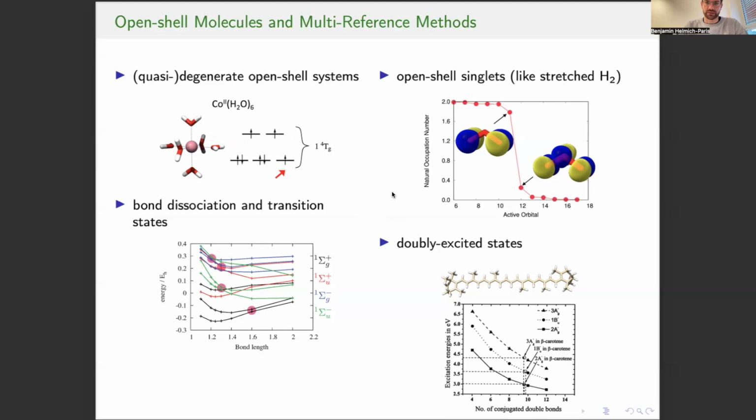Also, there are other cases like the ozone molecule where you have an open shell singlet, or as you have learned, if you want to describe bond elongation, dissociation, and transition states, you also need multi-reference methods. If you want to describe doubly excited states in large chromophores, it's also necessary to use multi-reference methods for this.